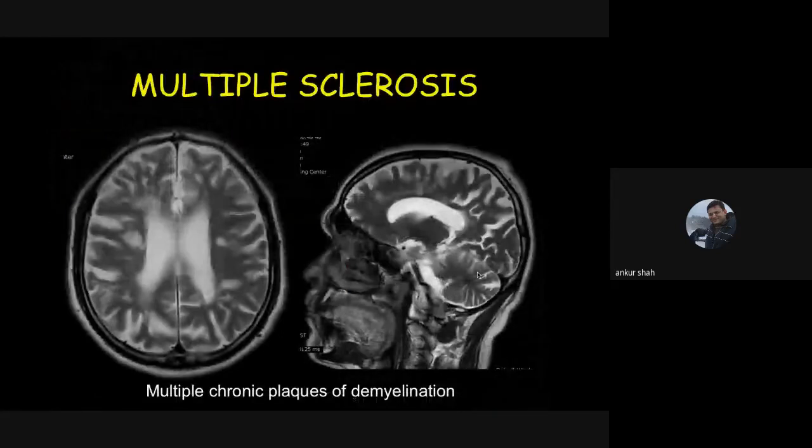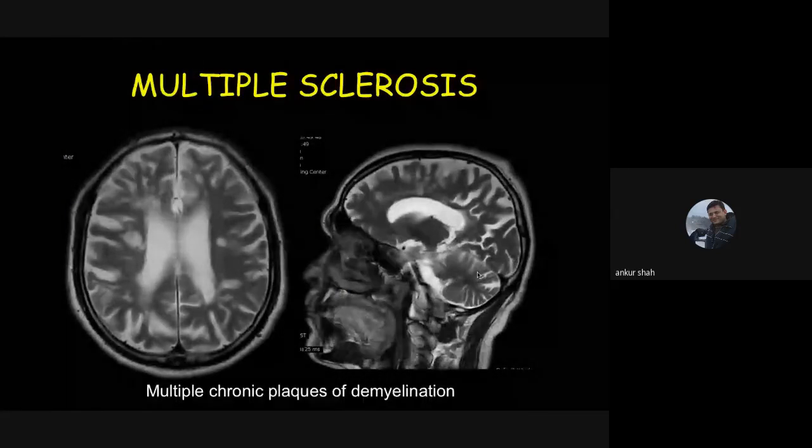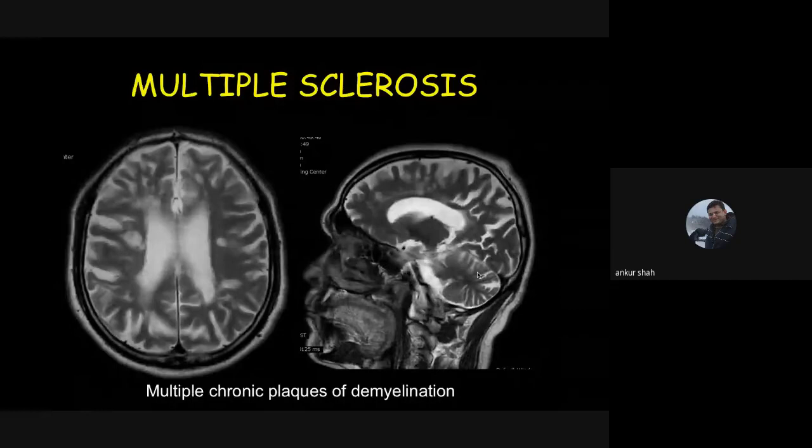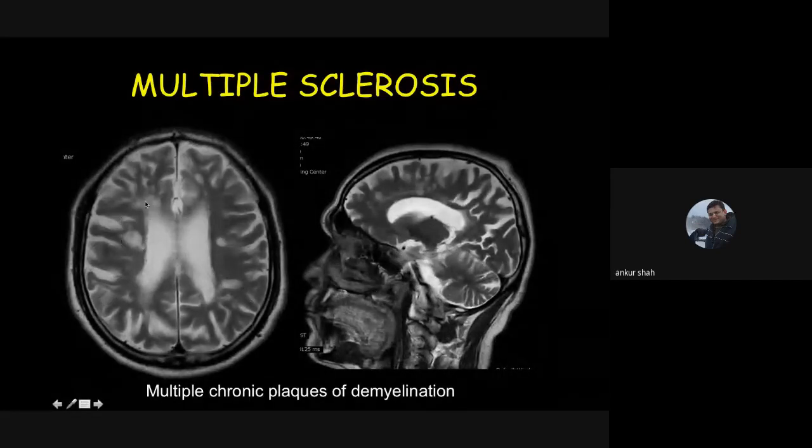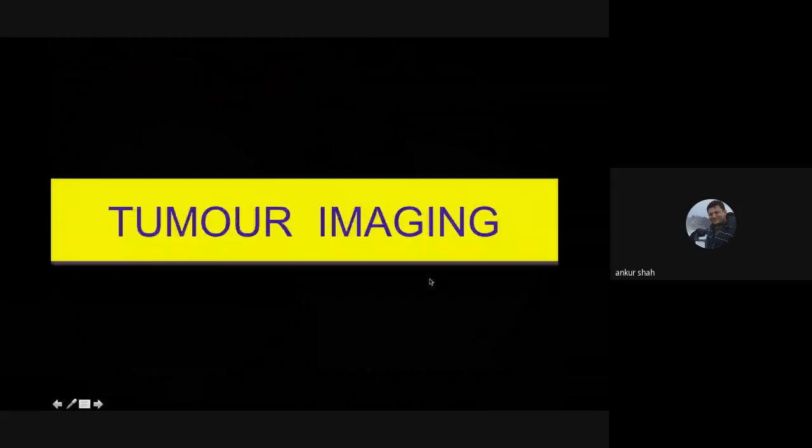Another important condition is multiple sclerosis, where you see multiple areas of demyelination in the brain. Again, MRI is the modality of choice for detection of these plaques of demyelination. If you see these rounded and oval hyperintense areas in the white matter of the brain bilaterally, as well as multiple areas in the corpus callosum, this is the classical appearance of multiple sclerosis.